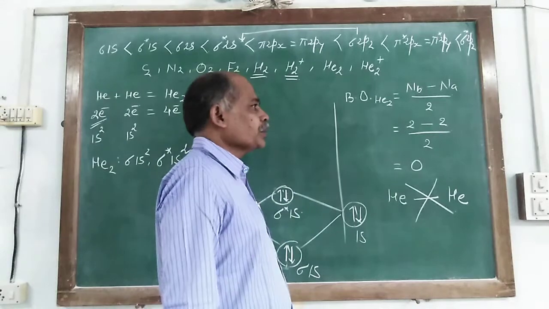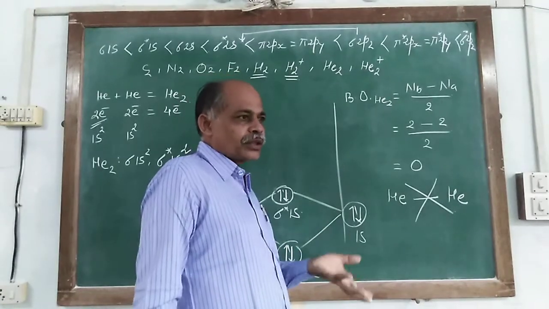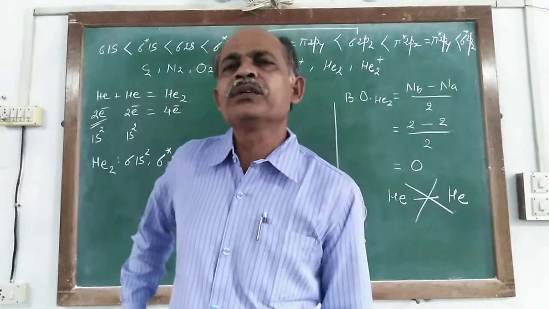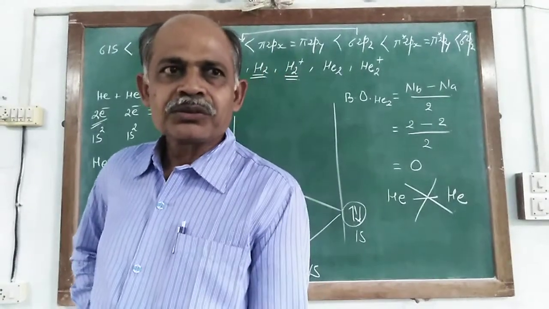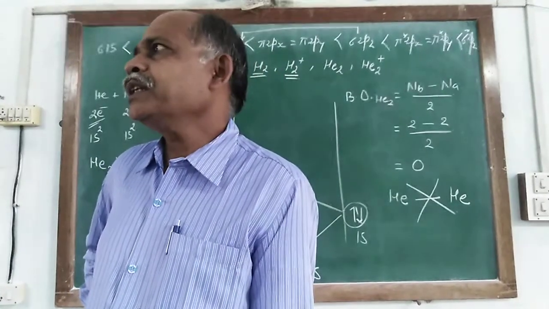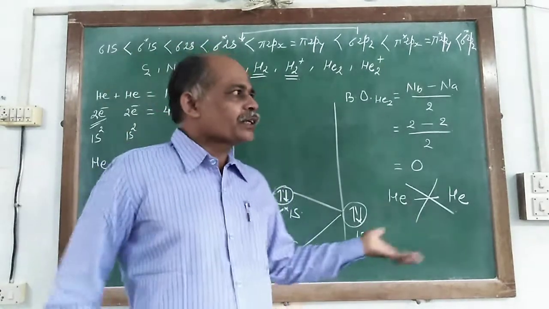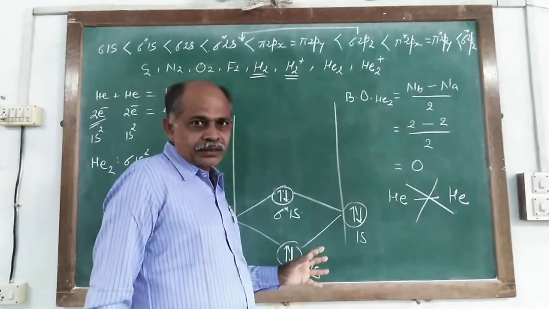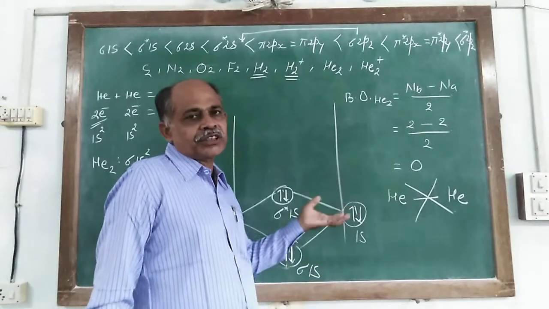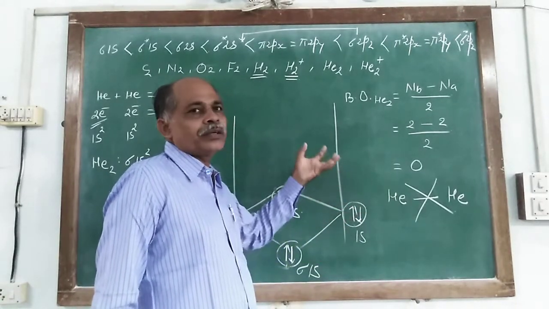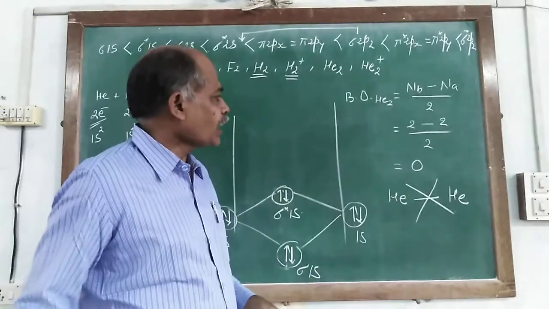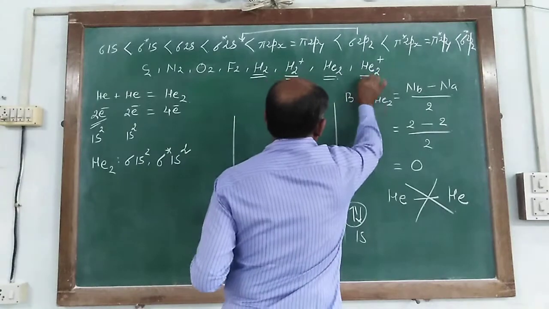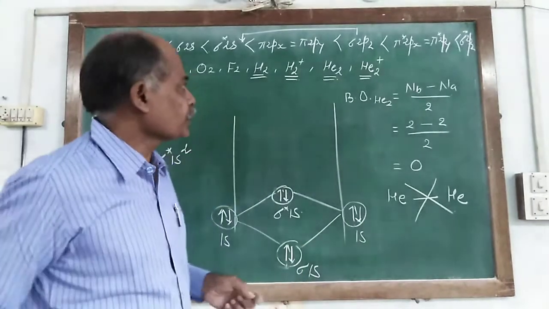So there is no magnetic property, because the molecule has no existence. So why would we explain magnetic properties, when there is no existence of the molecule? Now another ion is He2 plus.